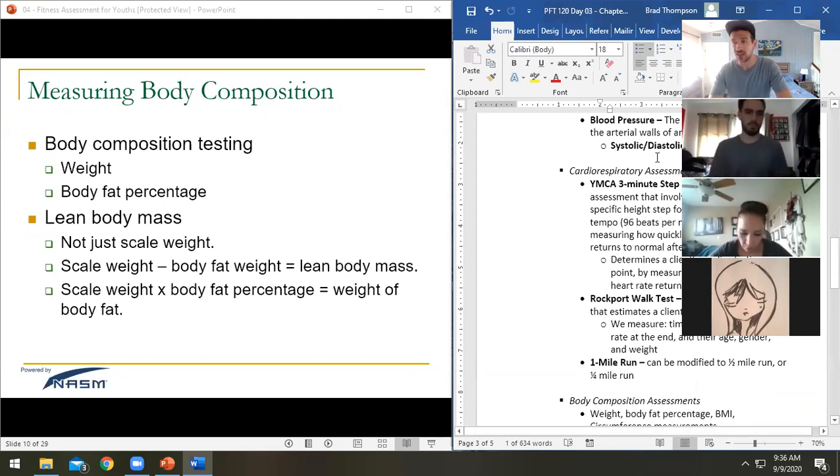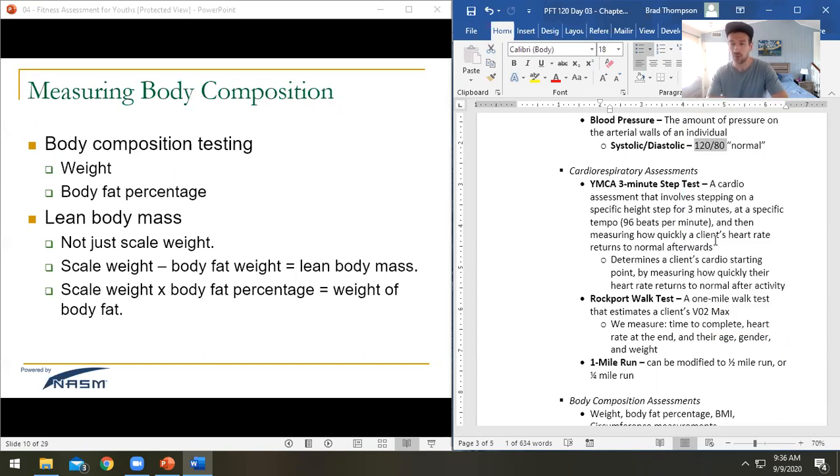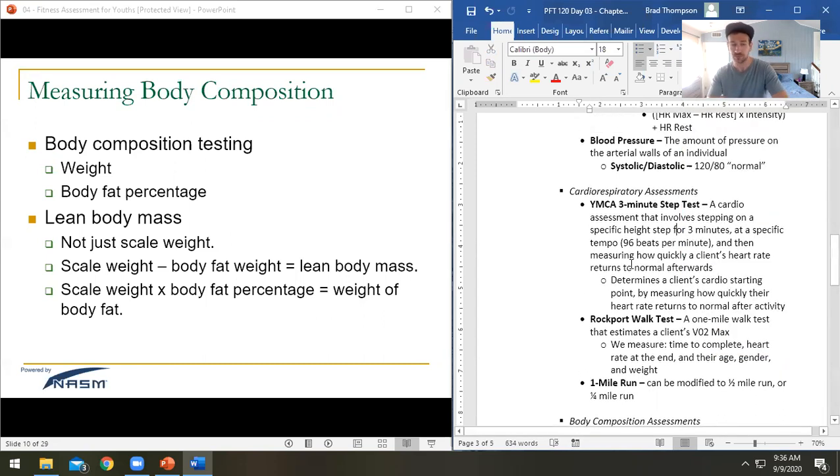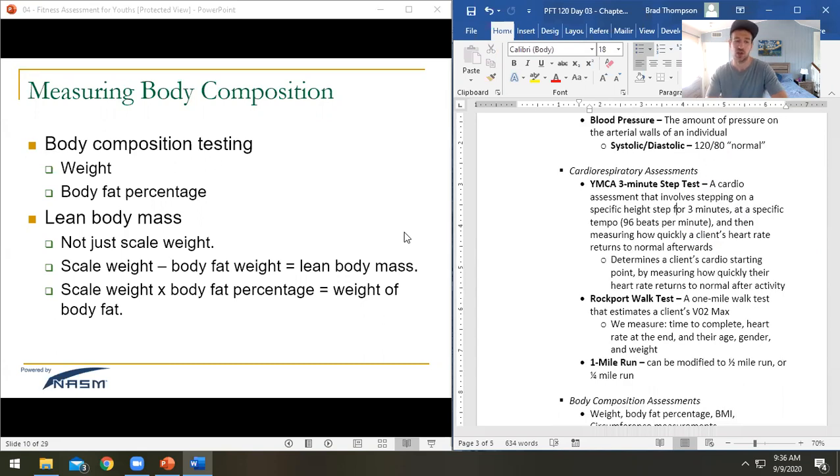Next thing we're going to look at is our body composition assessments. And body composition assessments are things like your client's body weight. It's going to be things like their lean body mass.